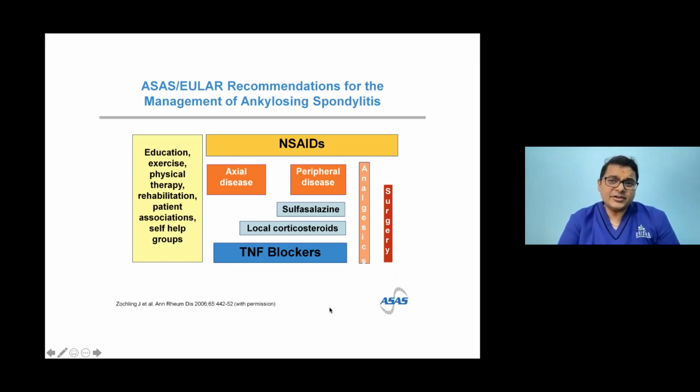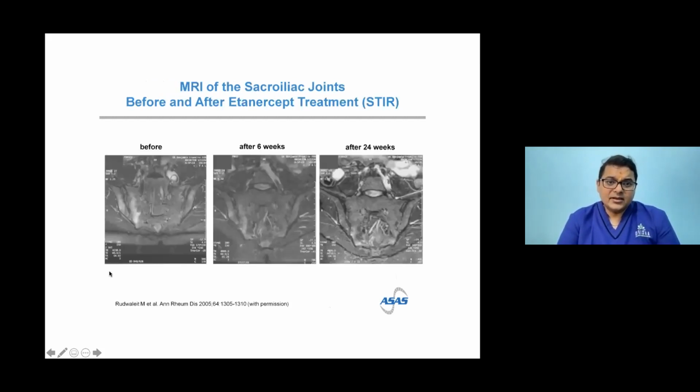Maybe out of 100 patients, or 100 is not the right comparison, maybe out of 1 lakh patients I might have referred one patient for surgery or something like that. It's that rare. So you see, this is a patient on biologicals. Before the treatment, the inflammation is there. Within 6 weeks, inflammation is reduced. And at 6 months, inflammation is fully gone.